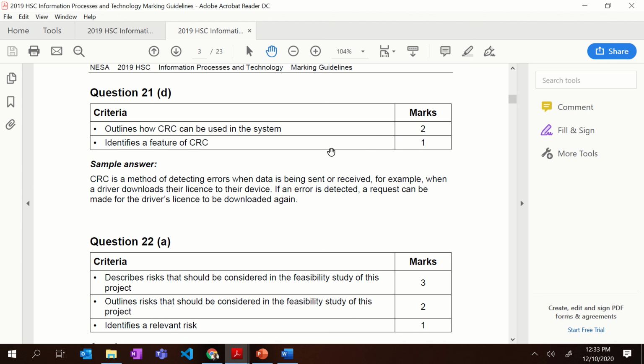That's what you would do. So 1 mark for identifying a feature of CRC, 2 marks for not only identifying the feature of CRC, but how it is used in this system will get you the full marks. Hope that helps.